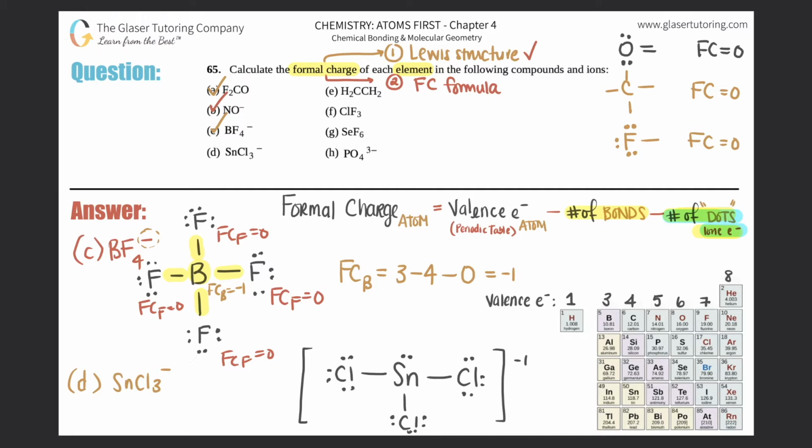And since it has a charge, it has to be bracketed and a negative charge over here. The same thing for BF4. It should have been bracketed with a negative charge. Okay. So now let's go for it. We didn't do chlorine and we didn't do tin, so let's just do them both.